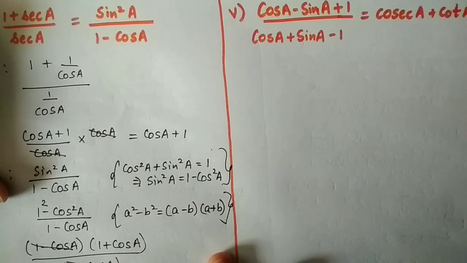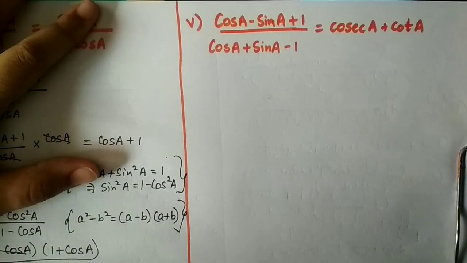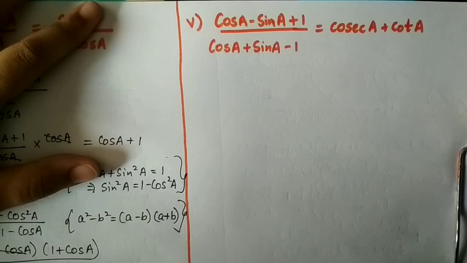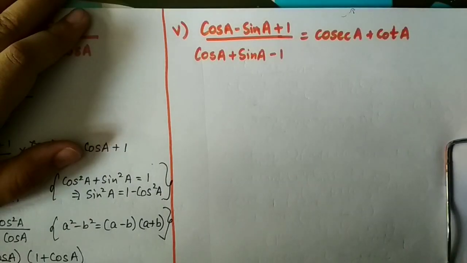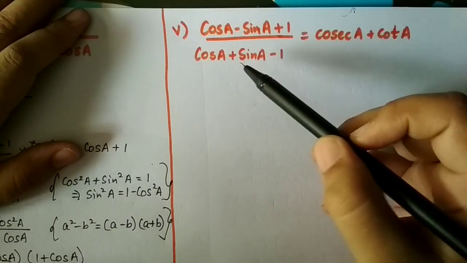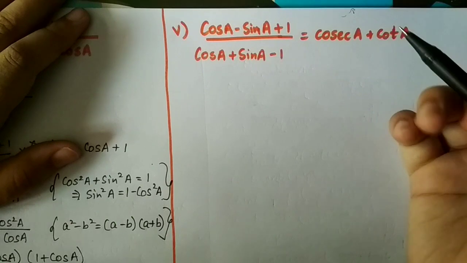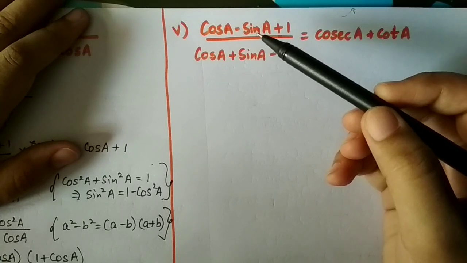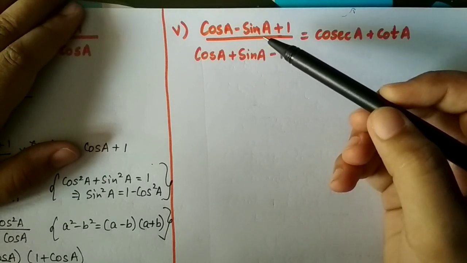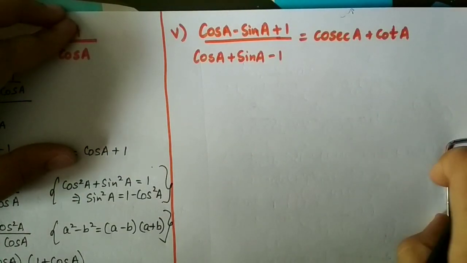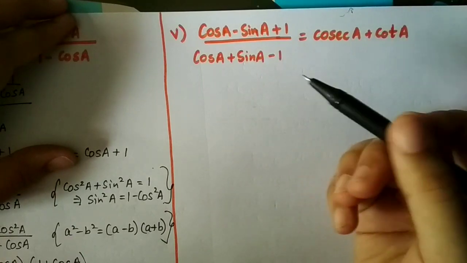Now see the fifth part. In fifth part you have to prove cos a minus sin a plus 1 divided by cos a plus sin a minus 1 is equal to cosecant a plus cot a. Now in this we can't convert it into any other simple form because it is already in sin and cos, and we don't have any other thing to do. So this is a typical question and you have to remember the step.